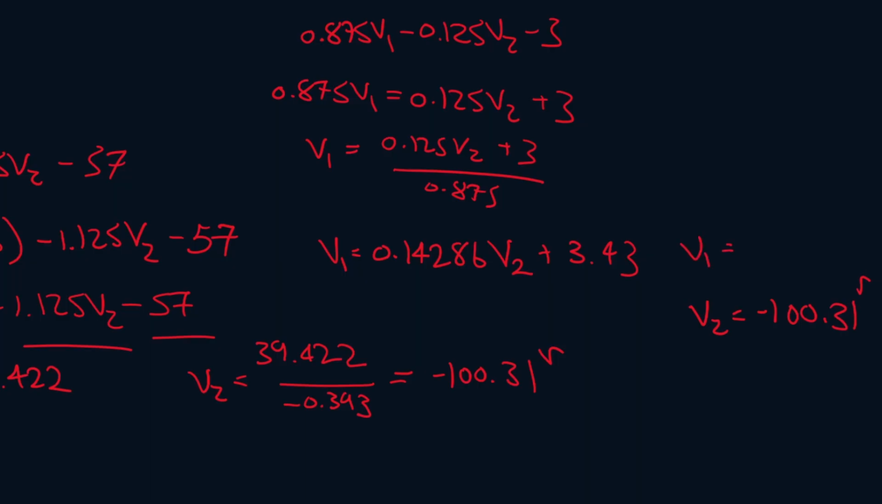V1, it will be equal to, so we just replace V2 with minus 100.31 times 0.14286 plus 3.43, and that's minus 10.90 volts. So these are your final two answers.